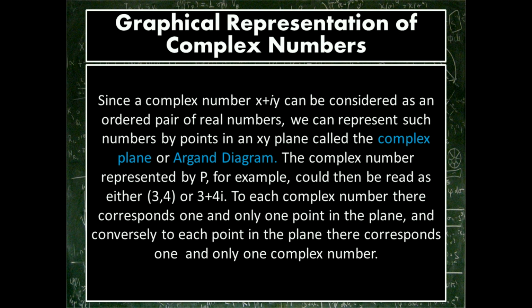Since a complex number x + iy can be considered as an ordered pair of real numbers, we can represent such numbers by points in an xy plane called the complex plane or Argand diagram. The complex number represented by P, for example, could then be read as either (3, 4) or 3 + 4i. To each complex number, there corresponds one and only one point in the plane.